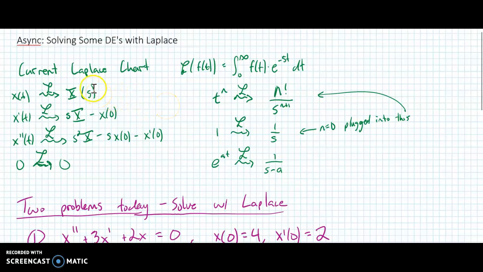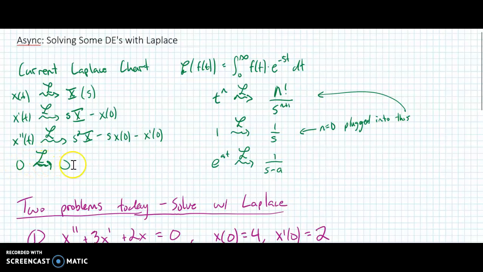You're also welcome to use the Laplace chart that I have posted in our team shared drive. Anyway, so we know this is the formula for the Laplace transform. Little x Laplaces to big X, different variables, t to s. Little x prime goes to this, little x double prime goes to this. Notice there are no derivatives of the big X equation.